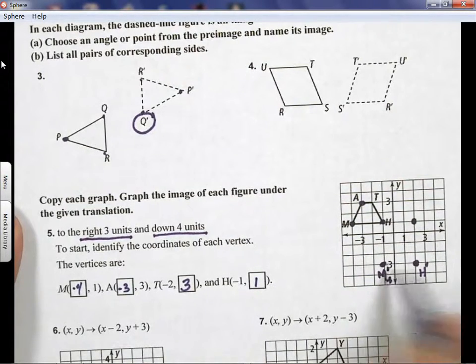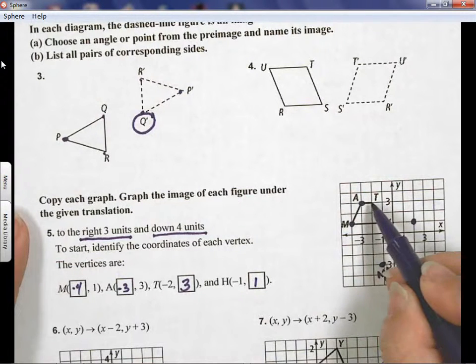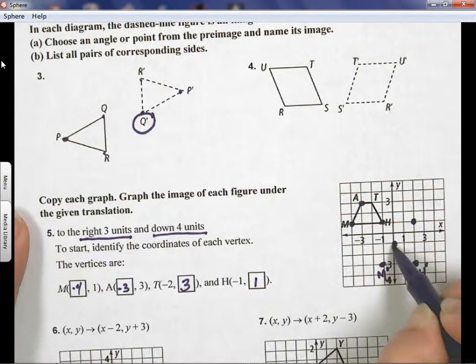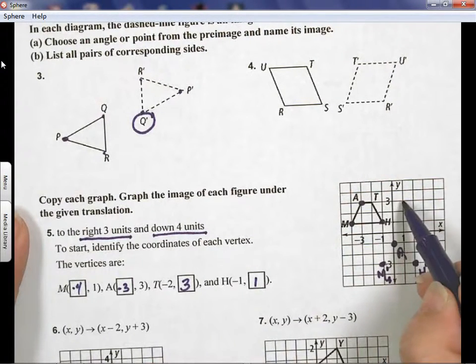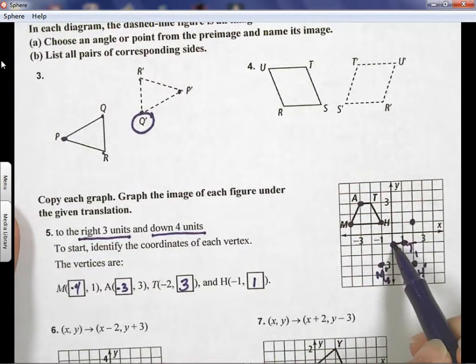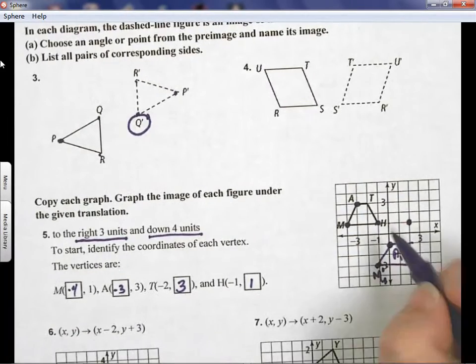Okay? You could do that for each of them, but as we do, you'll see right 3 and down 4. And that's A. And then this is going to go right 3 and down 4, and there is T. And then I can draw my shape, and you can see that's a translated image. Hopefully that makes a little bit more sense to you.